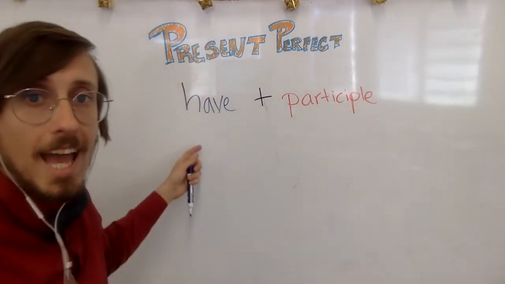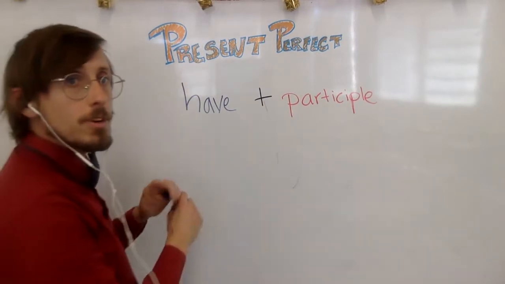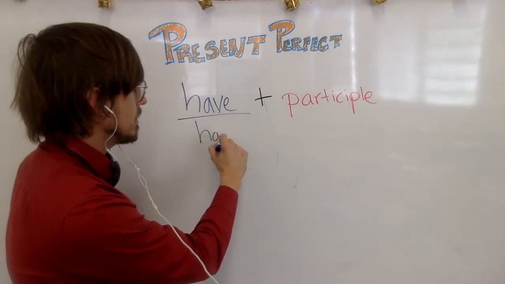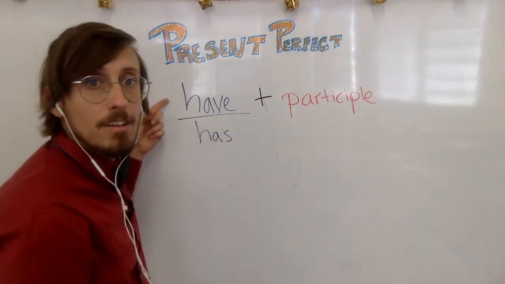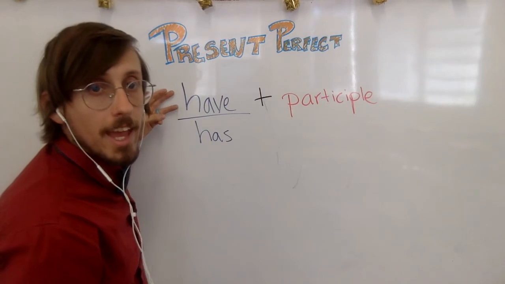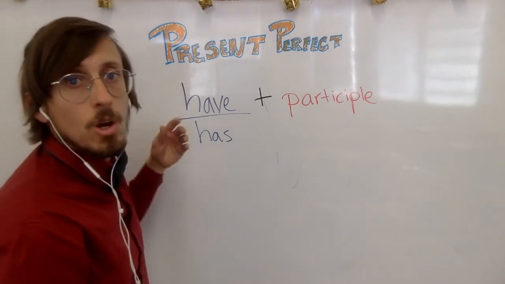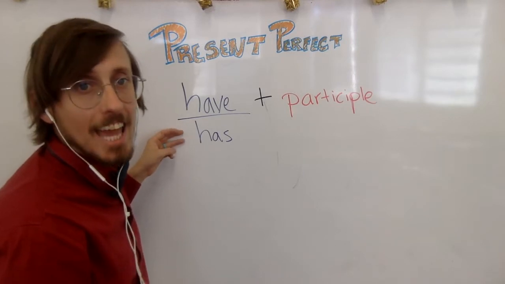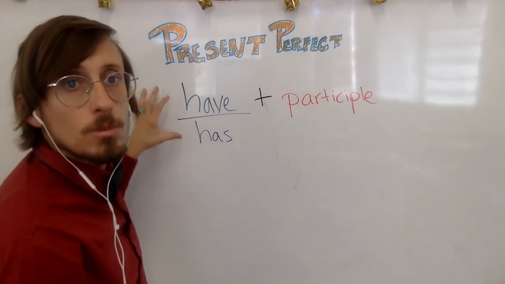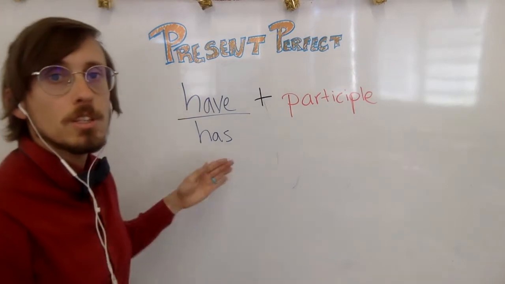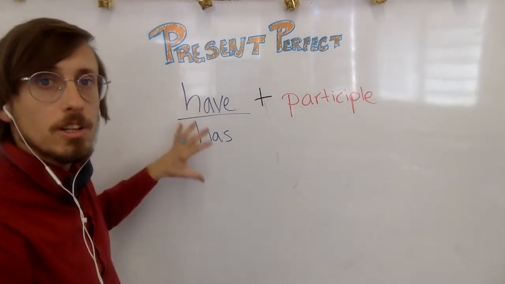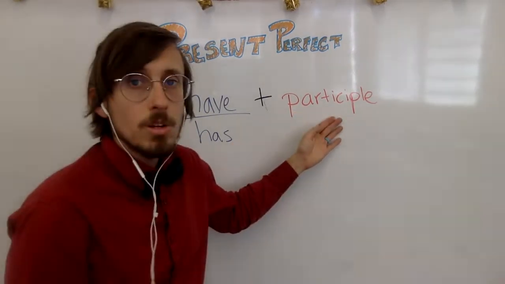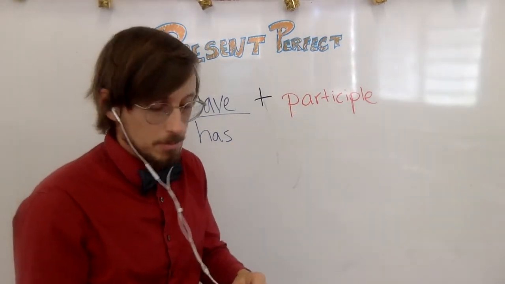Now, let's look at the word have. This verb in the third person could be has. So you could say, I have, we have, they have, you have, or he has, she has, it has. Just like our normal verb rules for the third person, we have the S. We're going to follow that when we're using this verb here. And then we also have a participle, a past participle.